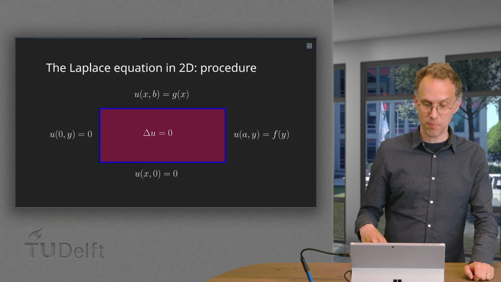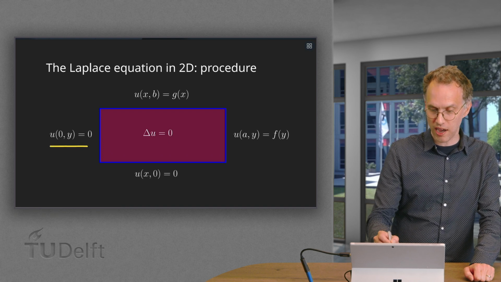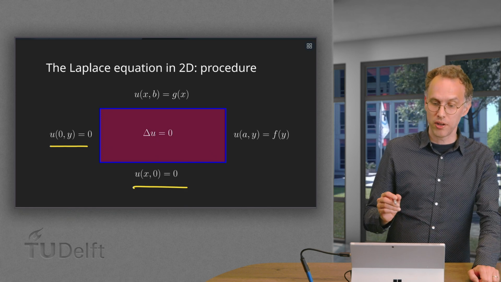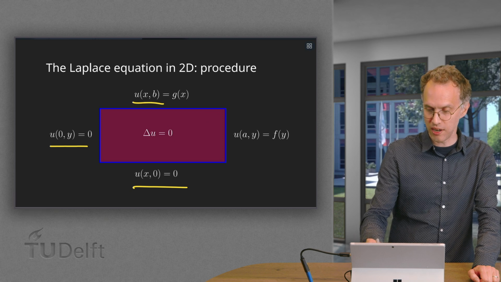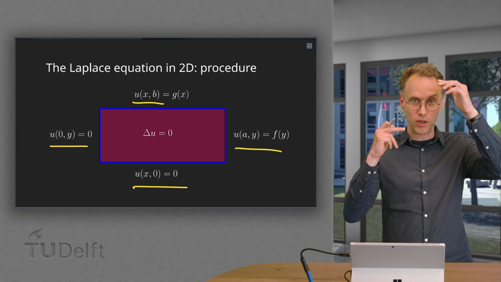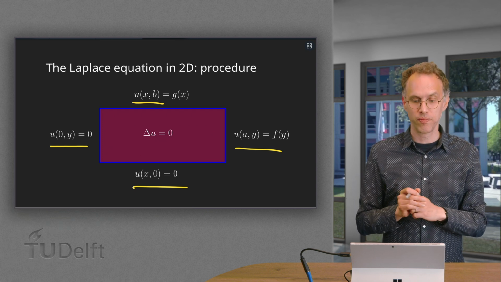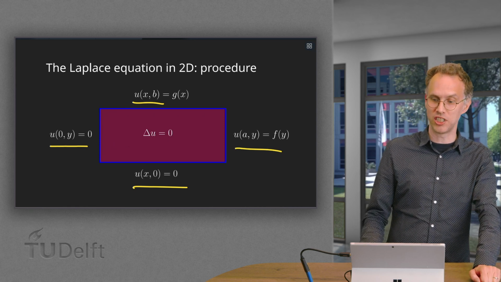So in this example, I put u(0,y) to 0 and u(x,0) to 0, to have only boundary conditions here, y equals b, and here on x equals a. Because if you know how to do this one with only two non-zero boundary conditions, you can do the one with four as well. So let's take a look at this case where we have two non-zero boundary conditions.